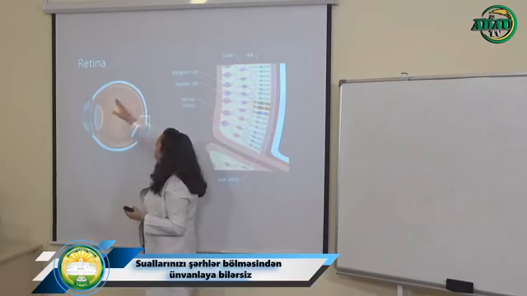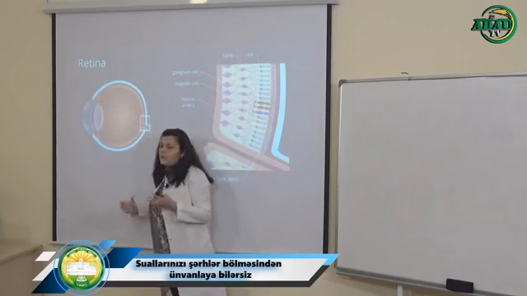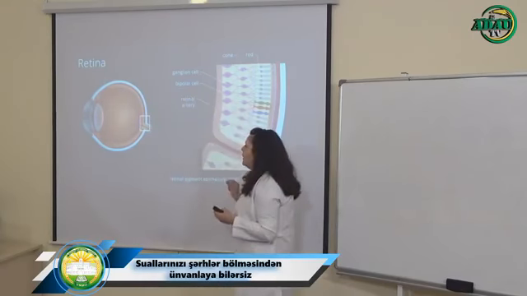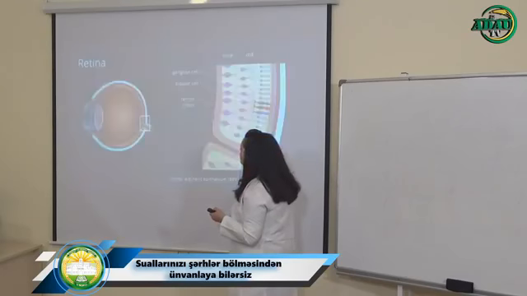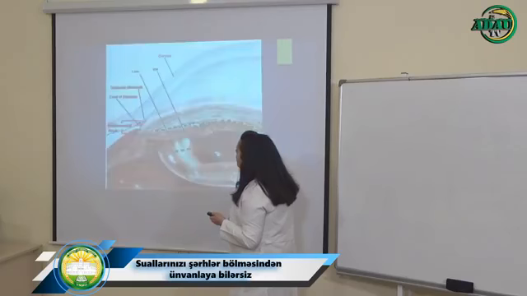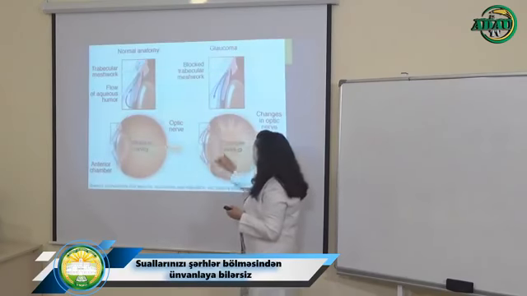So the main visual part is located in the posterior part of the eyeball. And of course, this part is the largest portion of the retina. What else would I like to mention? I hope I have an illustration here. I'd like to show you the border between the visual part and the non-visual part.